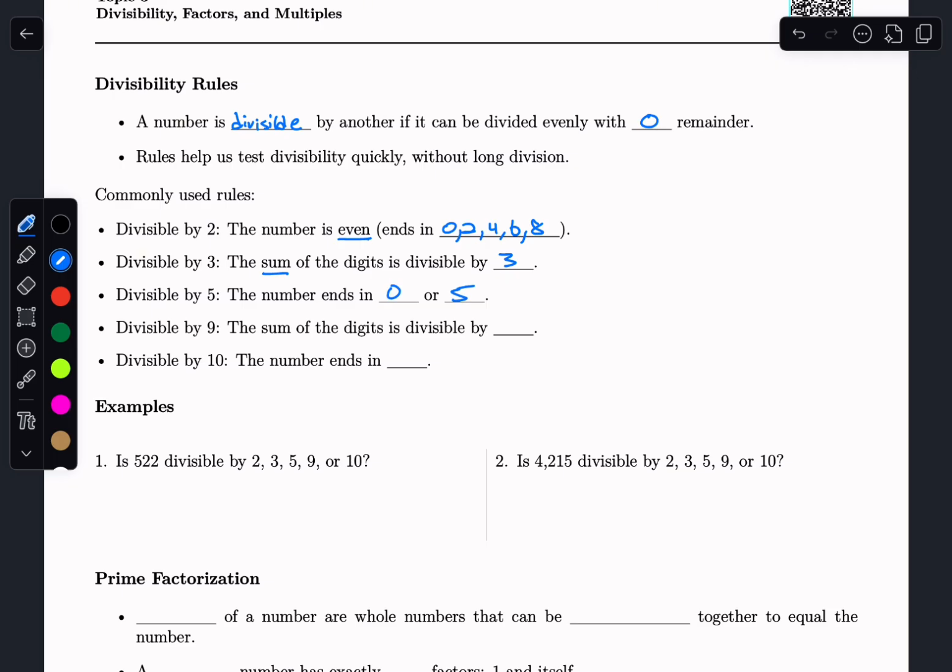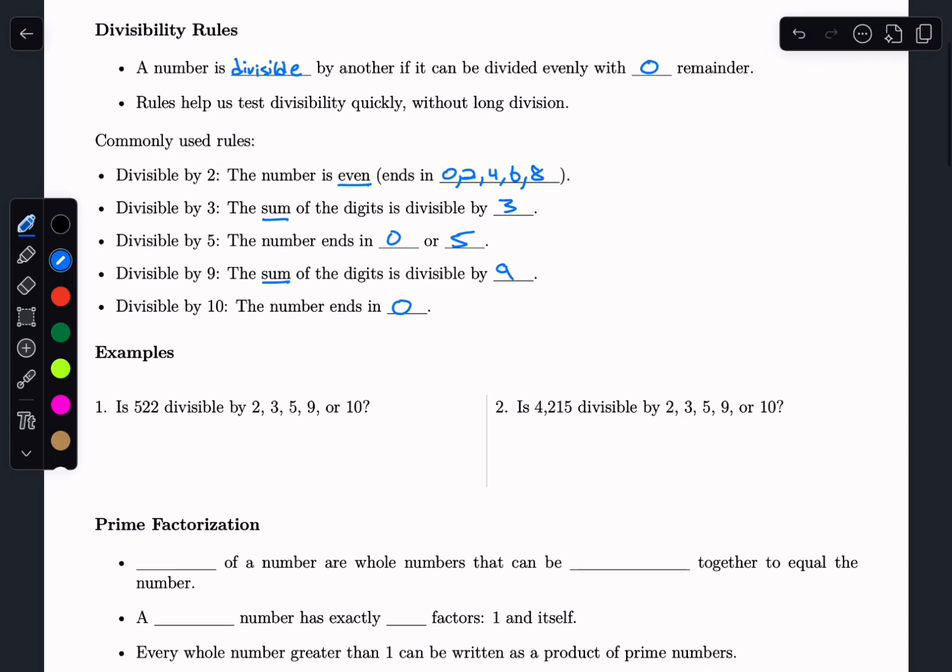Nice easy rule there. 9 is exactly the same as 3, just with the number 9 instead. So if the sum of the digits is divisible by 9, then the entire number is divisible by 9. And then 10, if the number ends in a 0, then it is divisible by 10. These are just a few quick rules that are very common and fast to use. There are obviously infinitely many more numbers that we could divide by and try to check, but these are the ones that are going to show up the most often, especially 2, 3, and 5. So the rules for 2, 3, and 5 we're going to use all throughout this lesson.